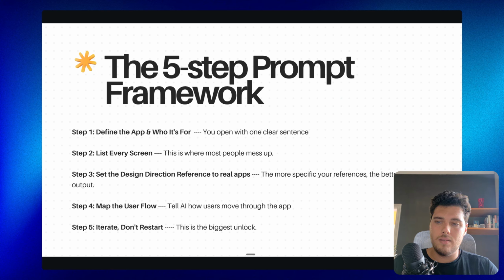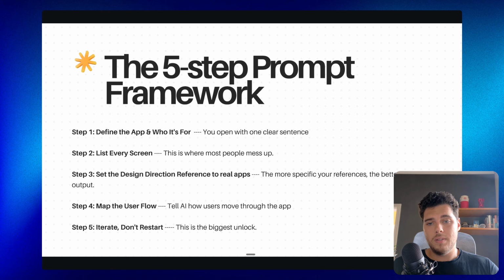Step three is to set the design direction with references to real apps. So, what I like to do is to provide a few references of apps that have been created. I like to go to Dribbble and find a couple of screenshots for design references, and then I paste that on the prompt. So step four is to map the user flow.